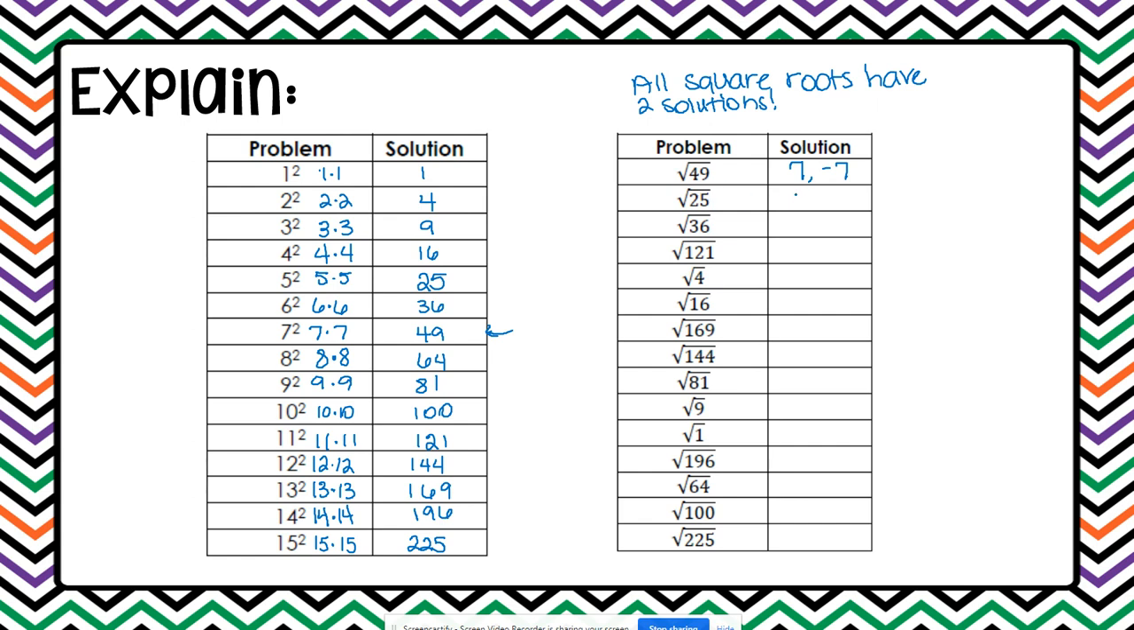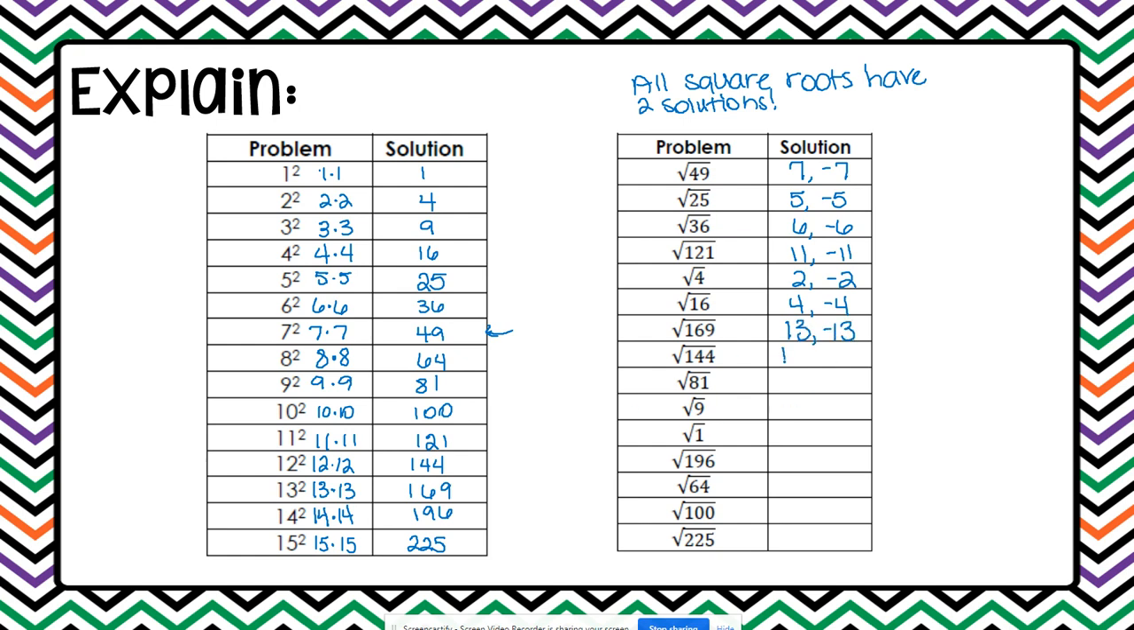The square root of 25 is 5 and negative 5 because 5 times 5 and negative 5 times negative 5 gives us 25. The square root of 36 is 6 and negative 6. The square root of 121 is 11 and negative 11. The square root of 4 is 2 and negative 2. The square root of 16 is 4 and negative 4. The square root of 169 is 13 and negative 13.